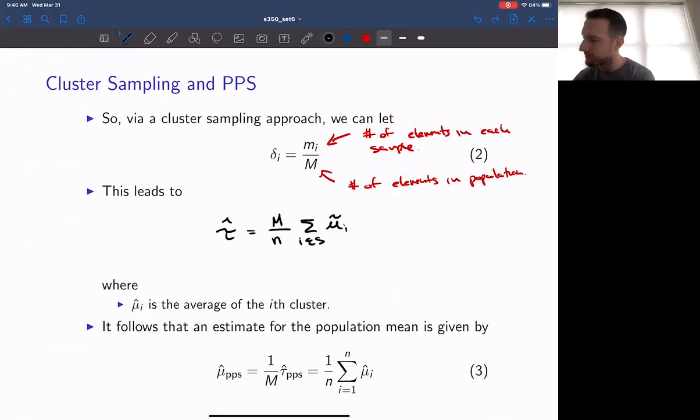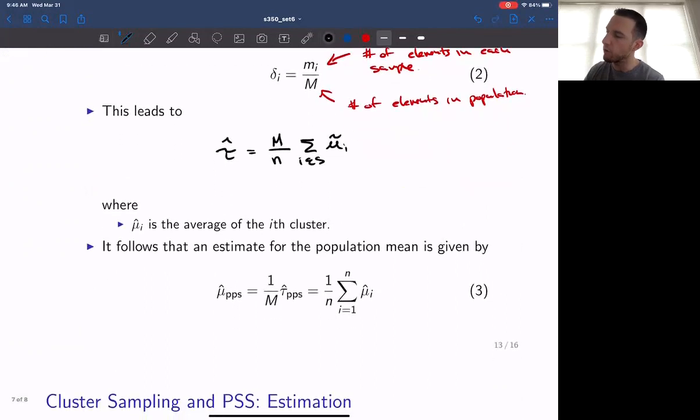Now from this, what we can show is that, this should be a tilde. What we can show is then that the estimator for the population mean, which would be 1 over capital M times the estimator of the total, is simply 1 over little n multiplied by each of the different mu hat estimators from each of the different clusters. So it's a very simple form, which was the point that I was trying to make earlier.